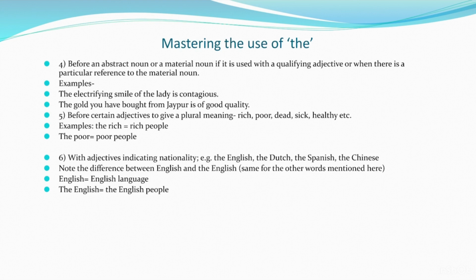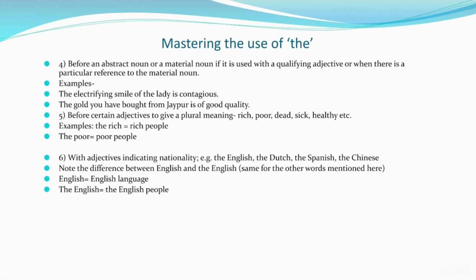Next rule, before certain adjectives to give a plural meaning: rich, poor, dead, sick, healthy, etc. These are adjectives you all know, but we can give these adjectives a plural meaning and we can use these things to refer to a class of people. Like the rich means rich people, the poor means the poor people, the healthy means the healthy people.